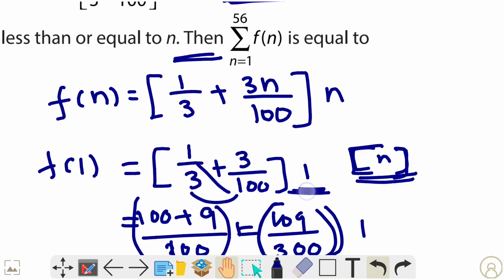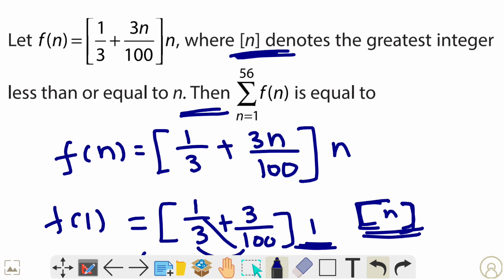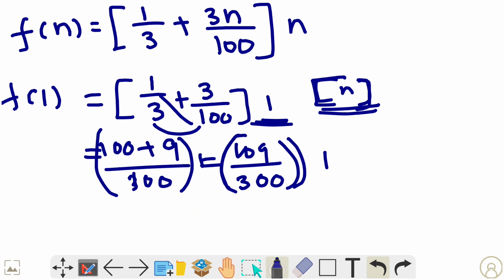So look at the question, where square bracket n denotes the greatest integer less than or equal to n. This means that when the result is 0 point something, you should take 0, and when you have a result like 1 point something, you need to take 1.